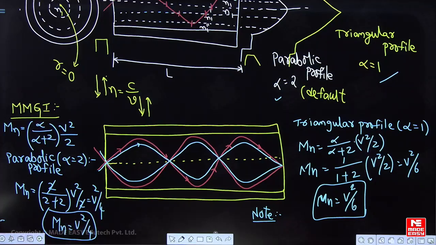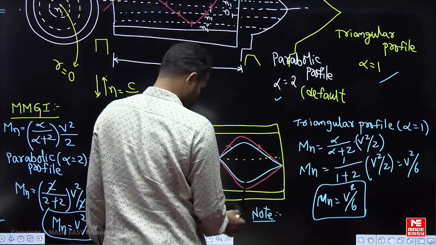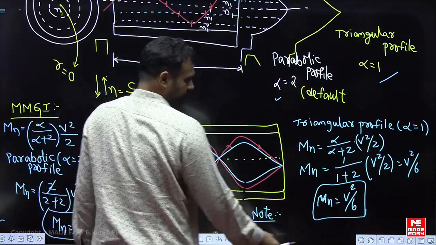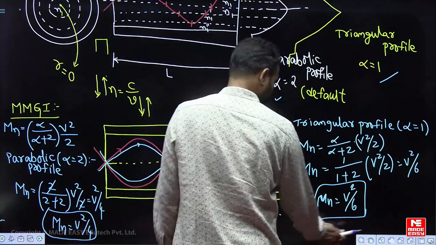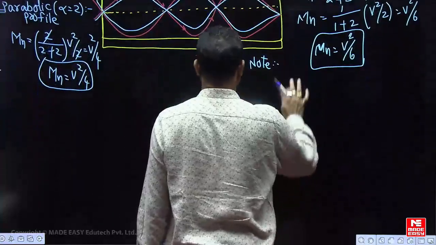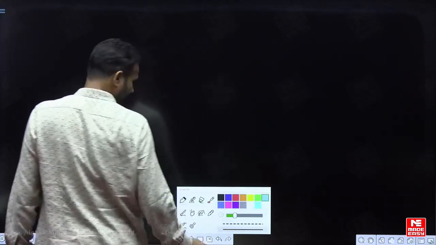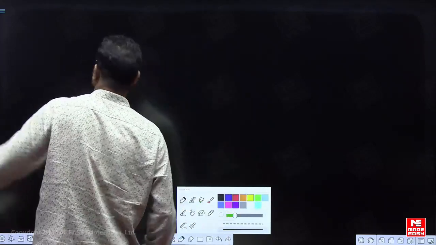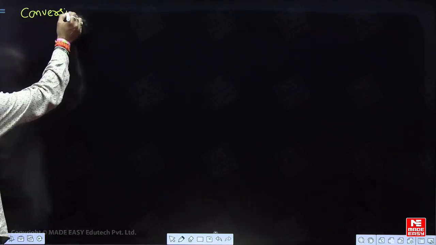So these are the points which are very important. I need to talk about the parabolic profile and all those things. I think copying is completed. But yes, next topic. Please see this one, guys. Listen carefully. Later on we can see the next topic as conversion.